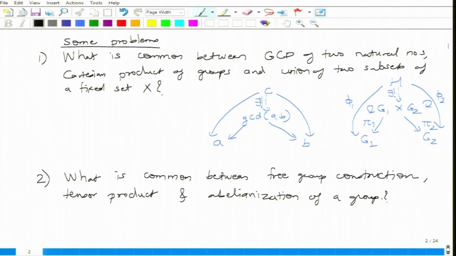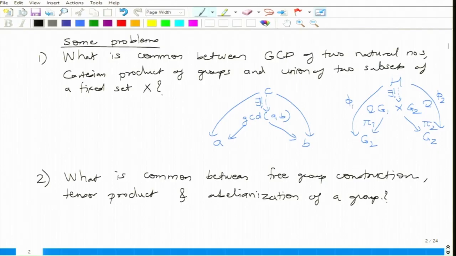The object which satisfies this universal property, can we comment on its uniqueness? Up to isomorphism, yes. Sometimes. We have to guarantee the existence of such a universal object. And if it exists, then the property itself will ensure it's unique. We'll see all those things.